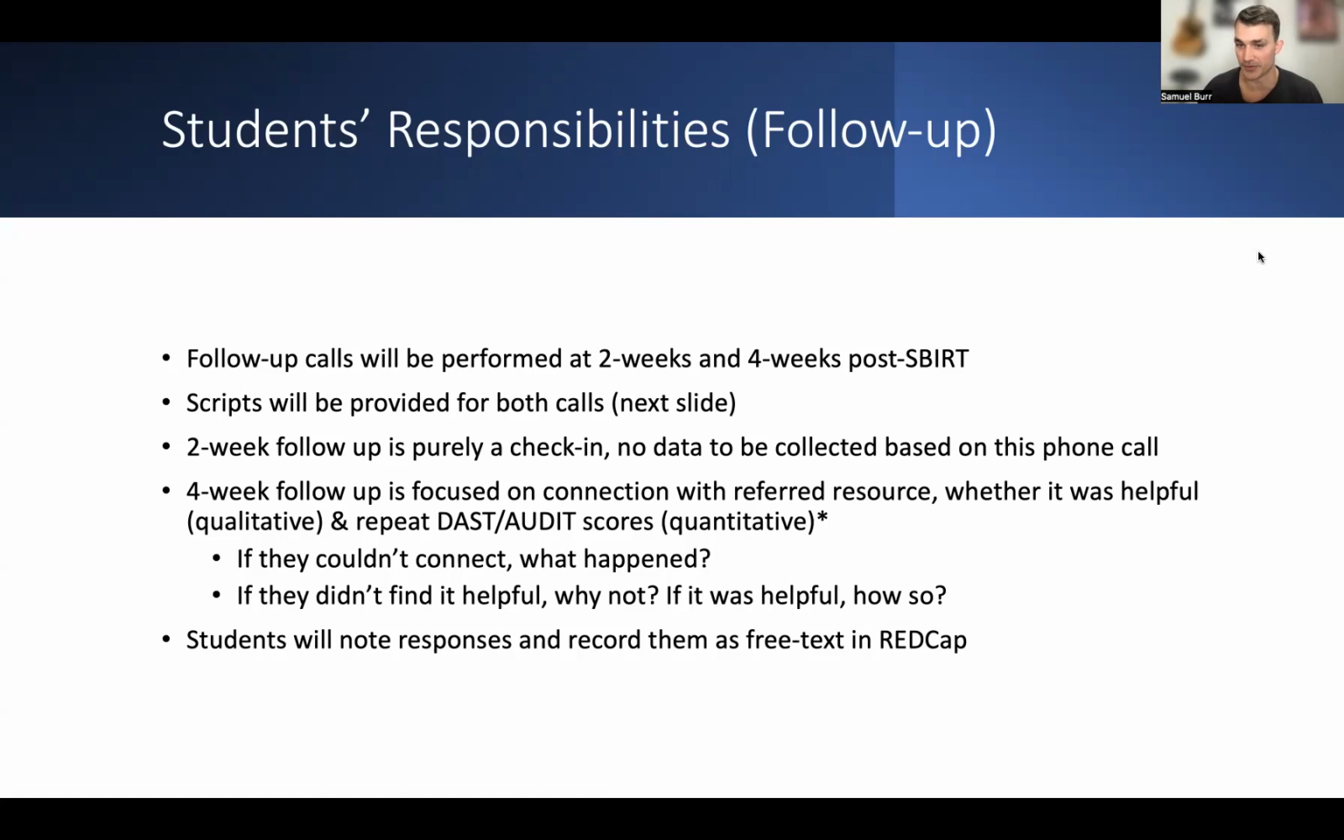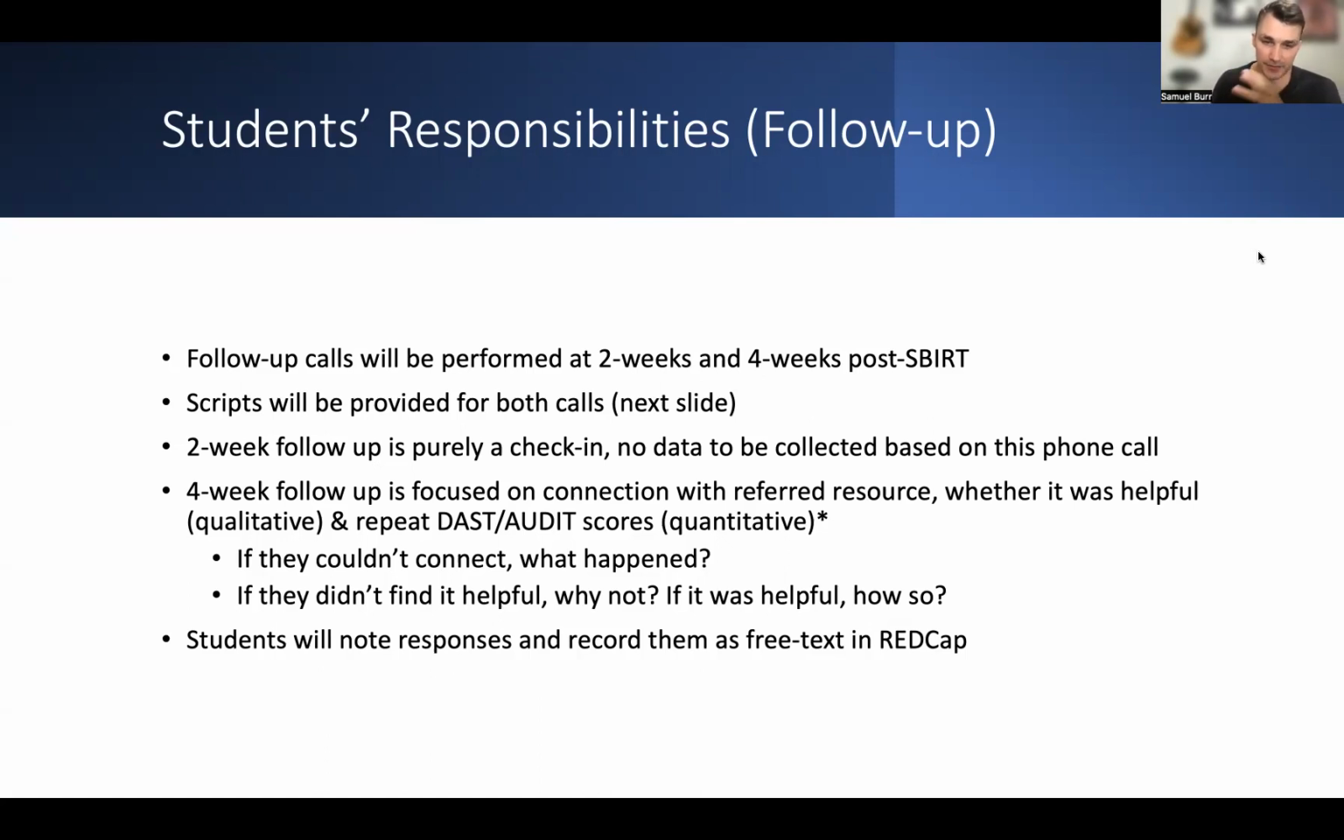The 4-week follow-up will be more focused on determining whether patients were able to connect with the resource that they were referred to, if they were referred to a resource, and whether that resource was helpful. And that's an open-ended qualitative question and answer. And then we'll repeat the DAST and AUDIT scores over the phone as a quantitative measure, as a proxy for reduction in use. A lot of the literature out there suggests that, at least for risky alcohol use disorder, SBIRT is effective in reducing that use. So we're going to try and determine if that's the case for us as well.